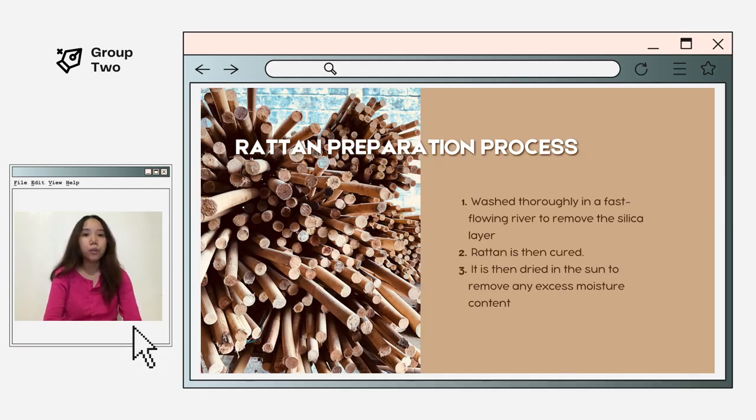The rattan is then loaded into what looks like a wood-framed tent that has its floor about a foot above the ground, and then sulfur is ignited. Once the curation is done, it is then dried in the sun to remove any excess moisture content.